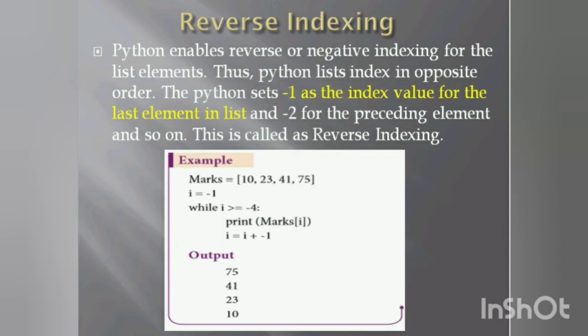Here, while I is greater than or equal to -4, till the condition becomes false, the print statement will execute. Print marks of I: whatever is in the ith position, that element will get displayed. Then after printing the first element, the I value will be incremented by -1. If the starting value is -1 and you increment by -1, the I value will change to -2, so it will move on to the preceding index value. Then your output will be from the last: 75, 41, 23, 10.